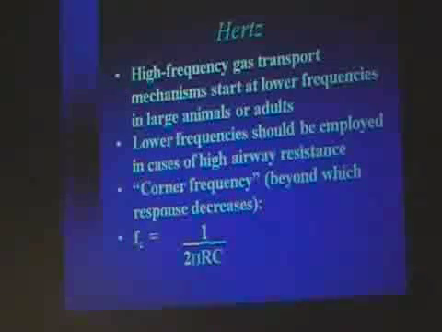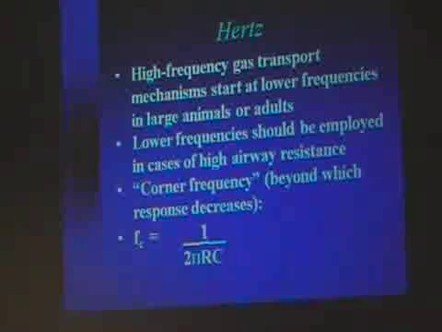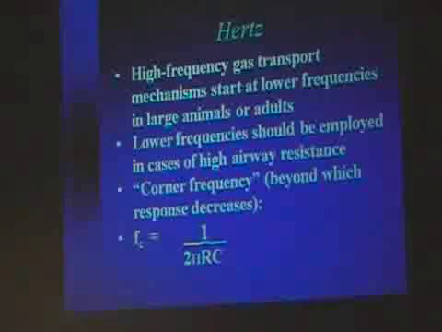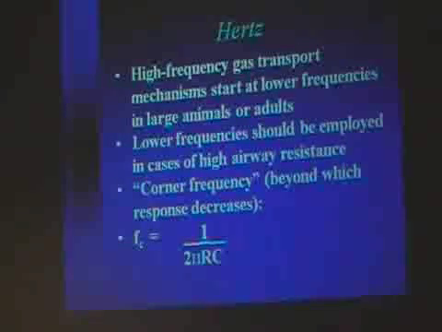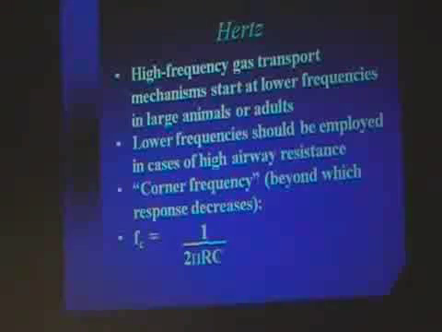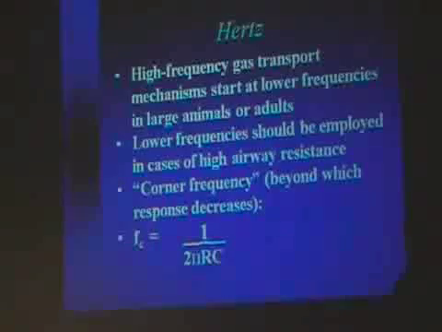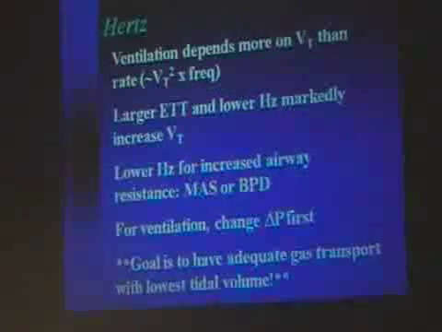I'm not going to go into all the math because I don't even pretend to understand it, but I found this very helpful in trying to figure out why we use higher frequencies or lower frequencies in some conditions. So it depends on what's going on in the lung, and it depends on the size of the lung. Okay? So the bigger the person, the lower the frequency, the higher the resistance, the higher the compliance, the lower the frequency, and vice versa.